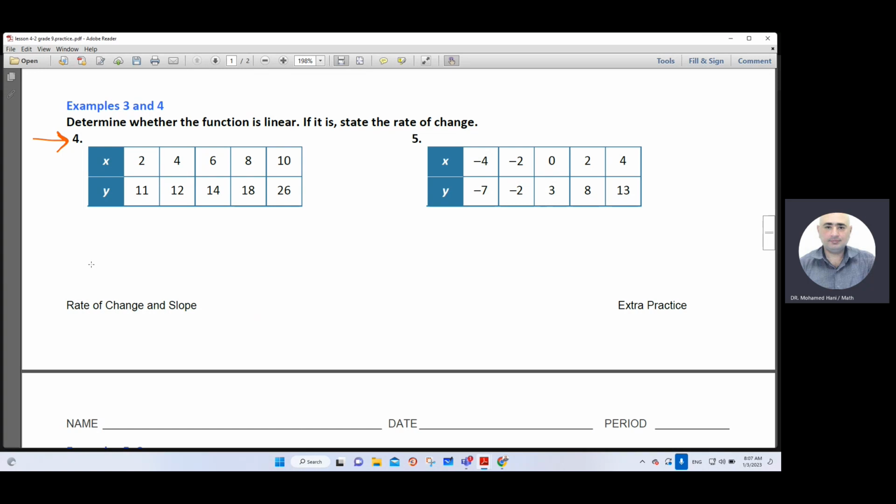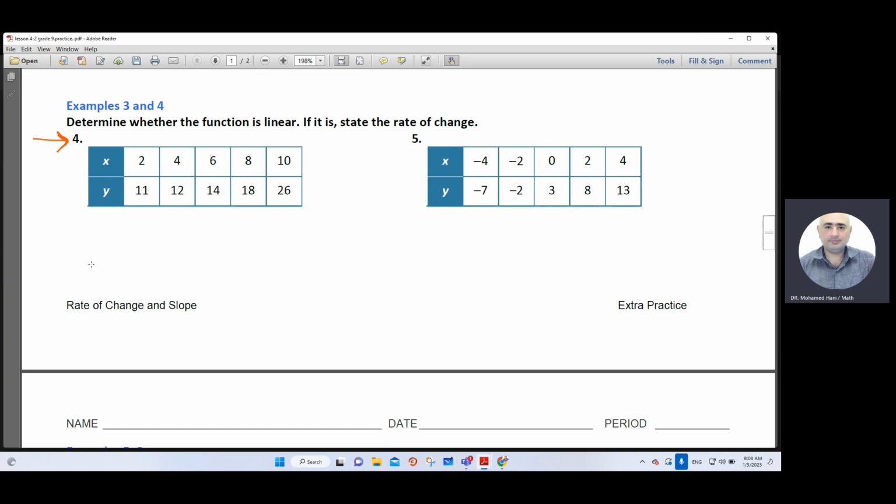If it has the same number, 2. Yes, if it changes, it's not linear. Good, Sultan. Who has a different answer? It's not linear. Thank you, Milad.